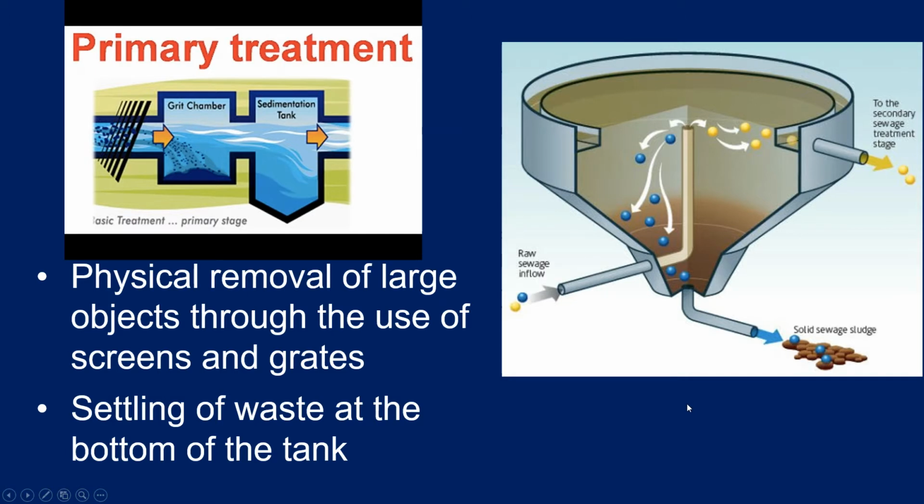So we have primary treatment. This is what you did in your lab when you were filtering out the big stuff. This is physical removal of large objects through the use of screens and grates, and settling of waste at the bottom of the tank, so that you can pull out the top stuff, and you also can pull out some of that sewage sludge at the beginning and not have to deal with it.